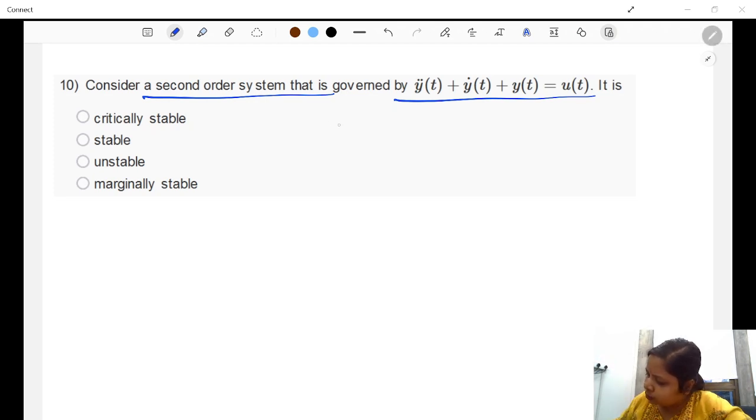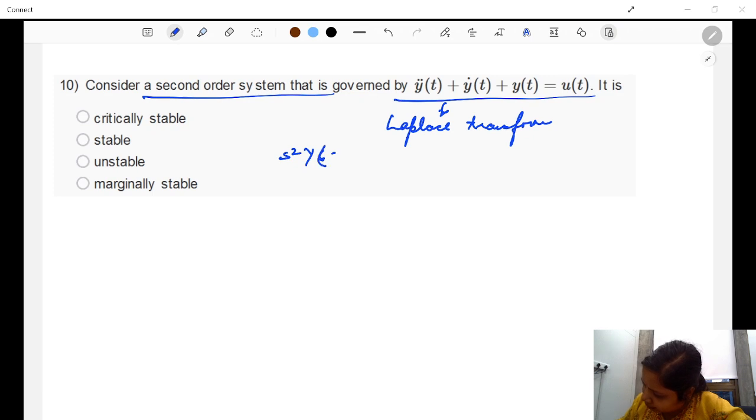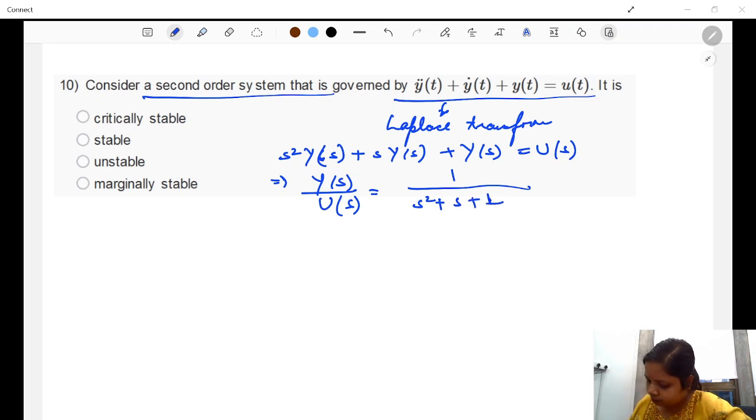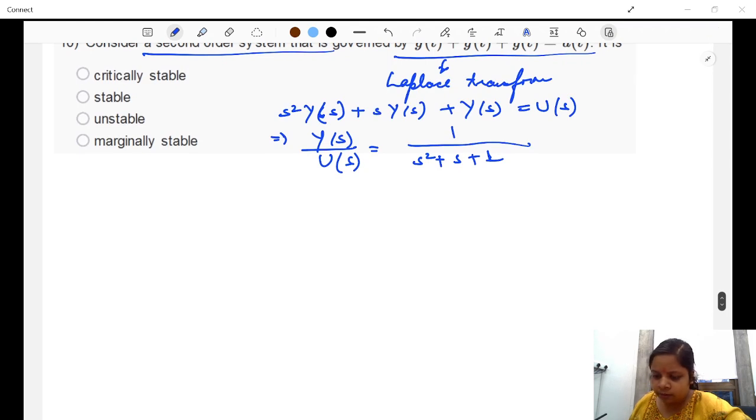Okay. So what you're going to do is you're going to take the Laplace transform for this. So what will we get? s square Y(s). Again, we are trying to find out the transfer function, so initial conditions would be 0. s square Y(s) plus sY(s) plus Y(s) is equal to U(s). So Y(s) upon U(s) would be 1 upon s square plus s plus 1. Then you can find out the poles of the system.